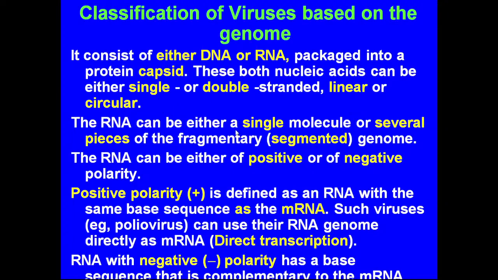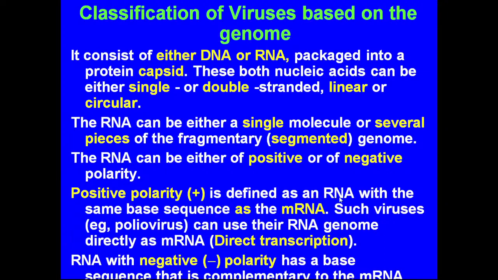So that's typical, that the RNA may have a single molecule of RNA, or several pieces, fragmented, segmented RNA. That's also typical. Segmented RNA is typical for influenza virus, for example. Then the design of the single-stranded RNA also can be different. It can be a positive polarity or negative polarity. That is important. What do we call a positive polarity viral genome?